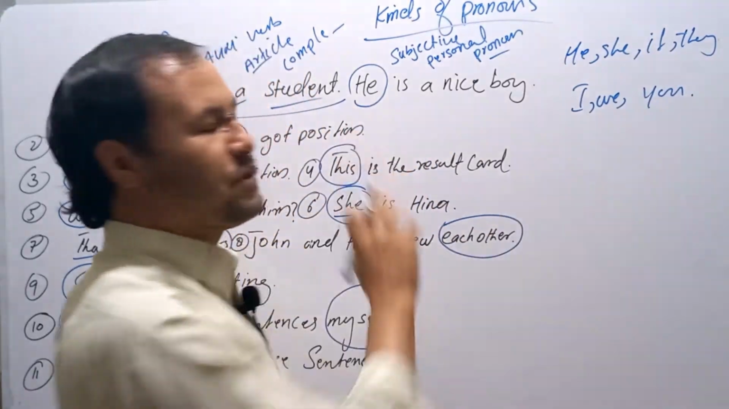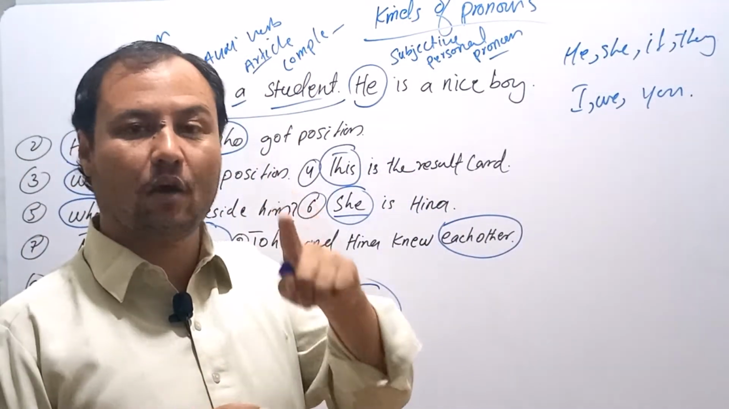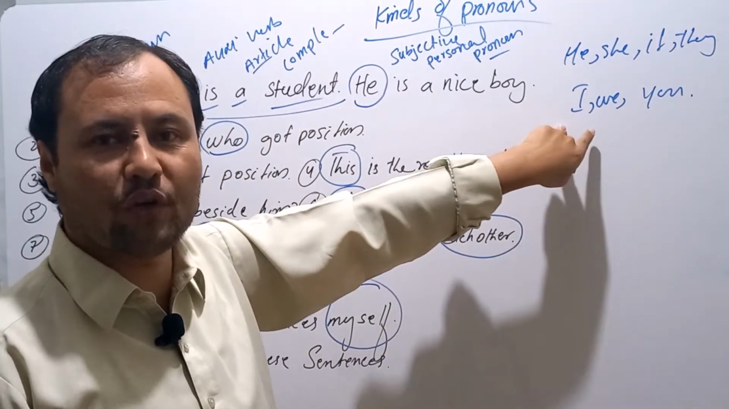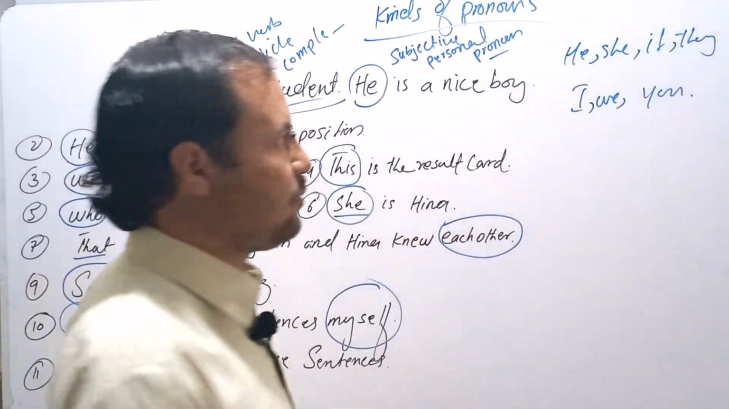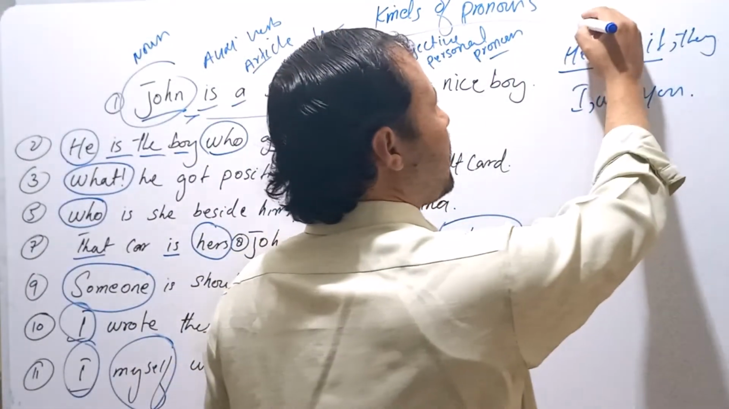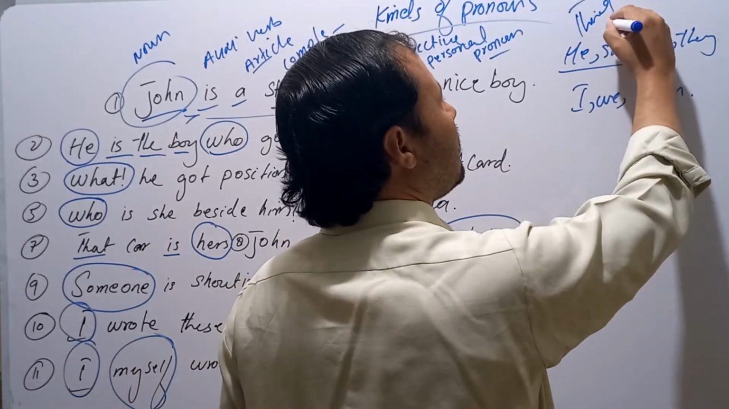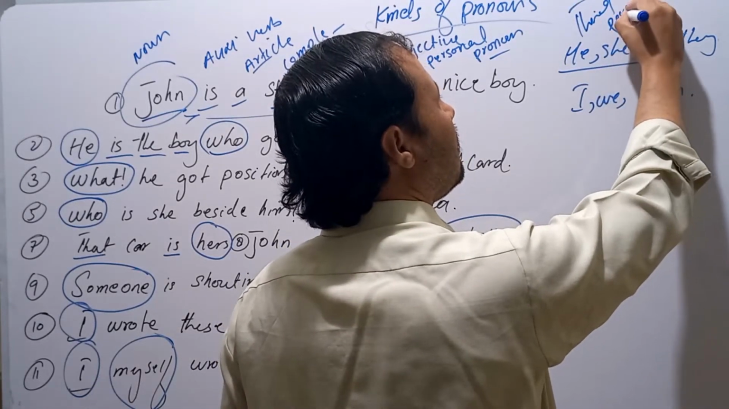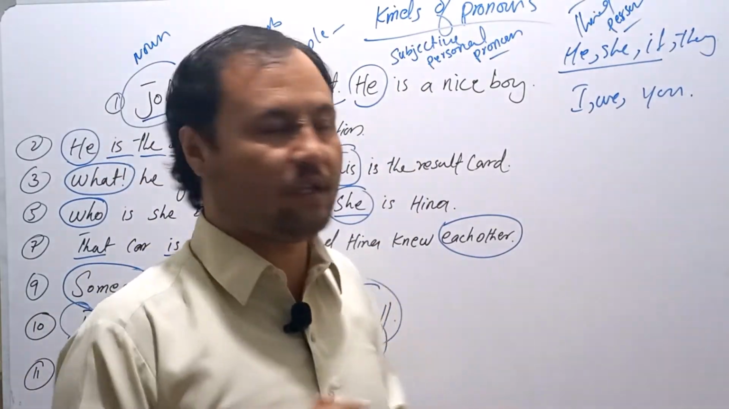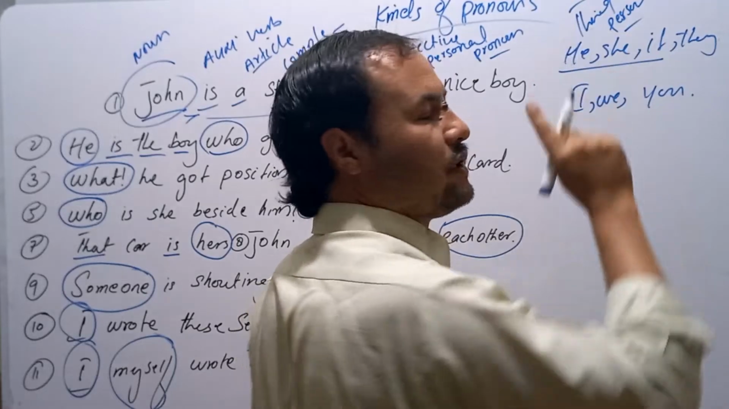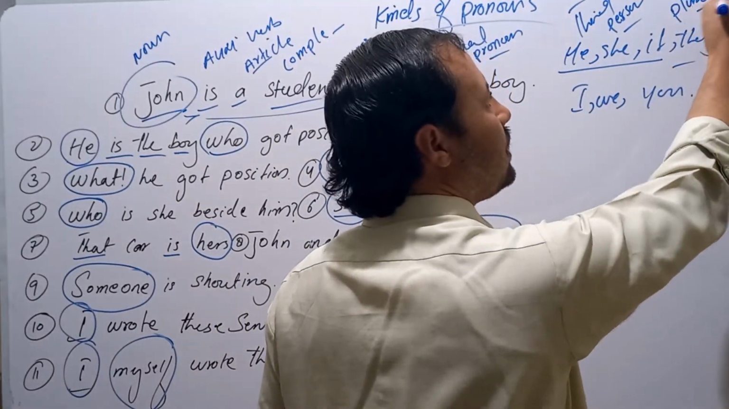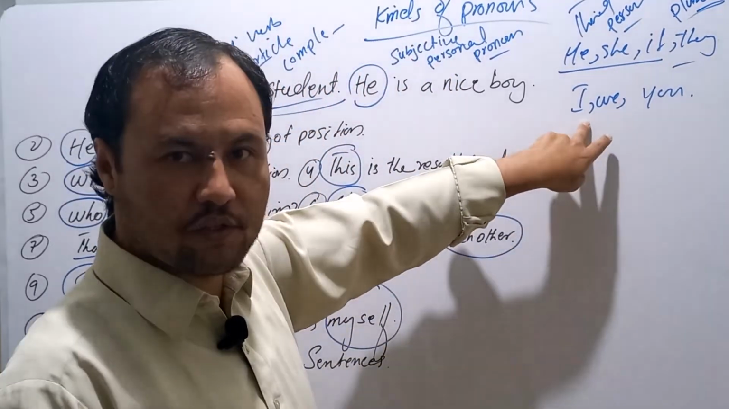And they are used as the subject of the sentence. Whenever we use a noun in the subject, if in place of it we use a pronoun, we use this kind of pronoun, which is called a subjective personal pronoun. So there are 7. He, she, it we use for singular third person. Three persons are there: first person, second person, and third person. They is used for plural third person.